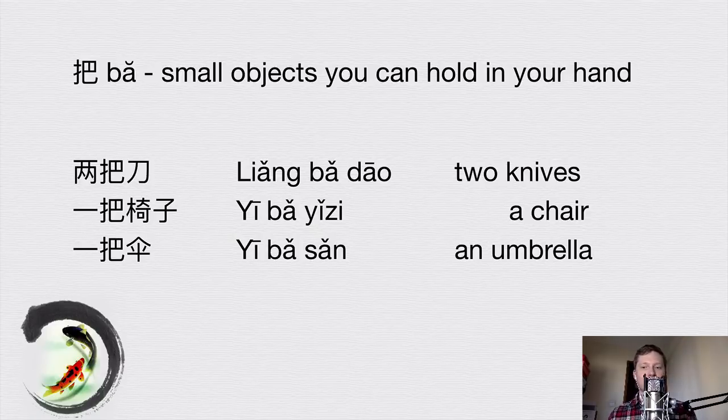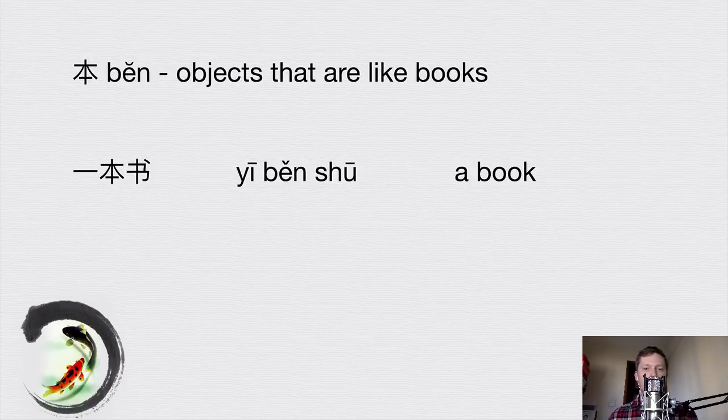And in each of these cases, we use a number and then the measure word and then the name of the noun or the object. For example, 两把刀, 2 knives. 一把椅子, a chair. 一把伞, an umbrella. For objects that are like books, for example, a book, a magazine, or a notepad or something, you would use 本. For example, 一本书, a book.